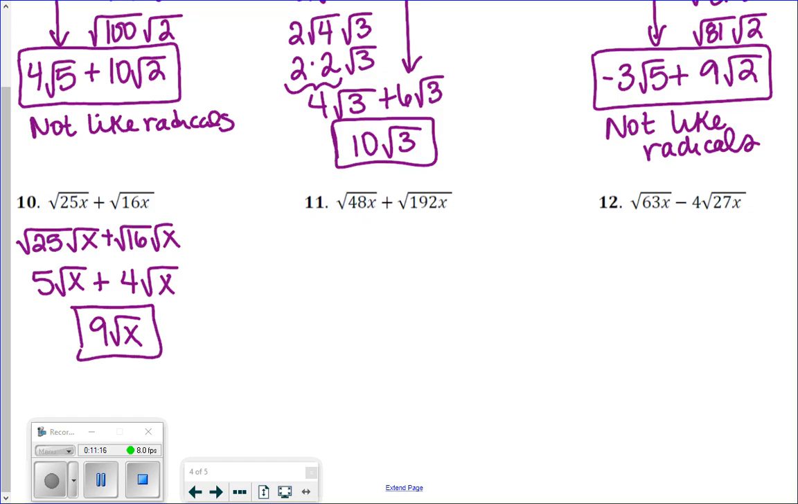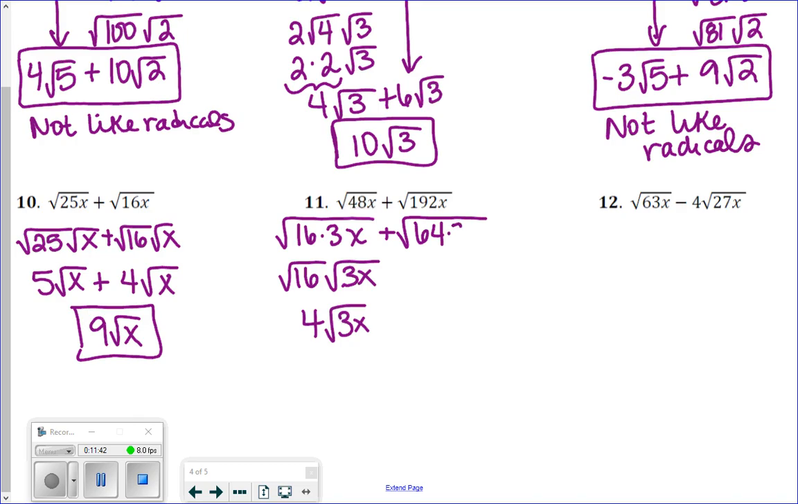On number 11, 48 breaks up into 16 times 3, and then I have that times x as well. So I can take the square root of the 16, but I will not be able to do it for 3x. So when I take that square root, it'll be 4 square root of 3x.